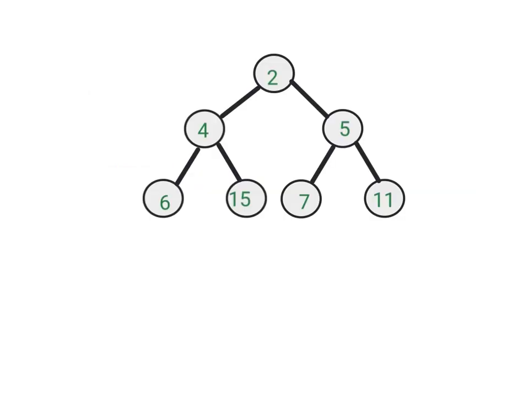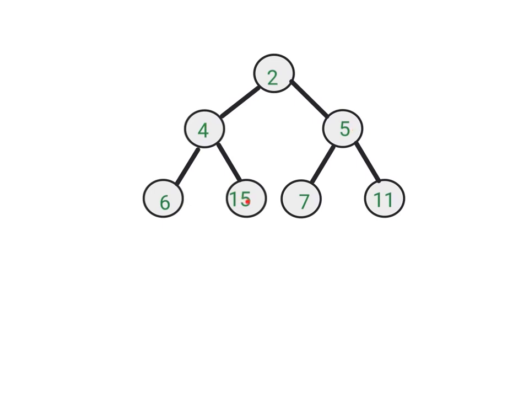So here's an example of a heap, and you'll notice we have 2, which is the smallest element in the heap at the top. Its children are 4 and 5, both of which are larger than 2. 4 has as its children 6 and 15, both of which are larger than 4, and 5 has as its children 7 and 11, both of which are larger than 5. Now you'll notice the ordering is top to bottom. There isn't any left to right ordering. So while 4 is less than 5, that's just the way it worked out.